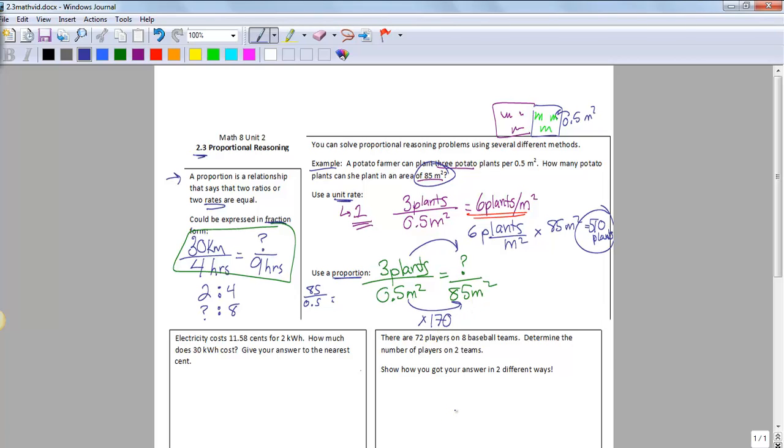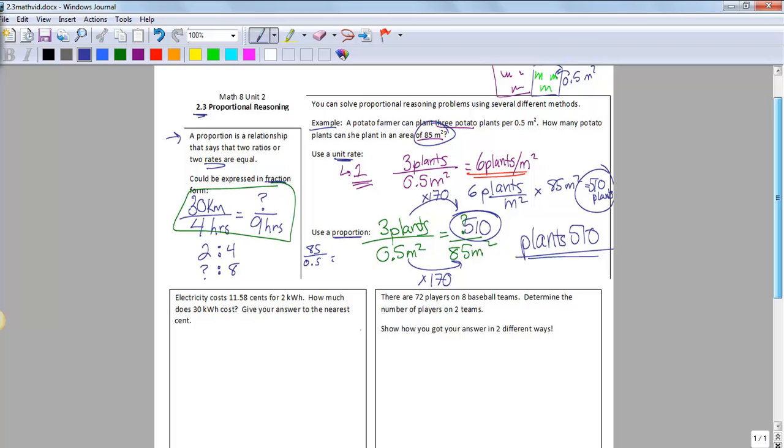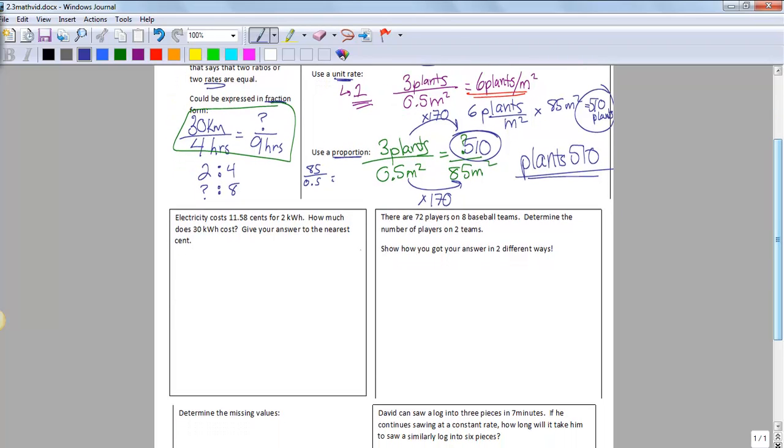If you do something to the bottom, you've got to do it to the top. And check this out: 3 times 170 equals 510. Same answer. So it doesn't matter which way you do it. The plants are going to be 510. Cool, eh? So let's try one more, and then I'll give you a chance to practice.